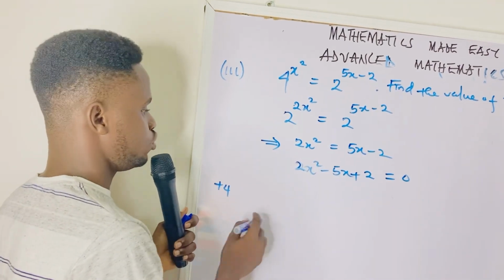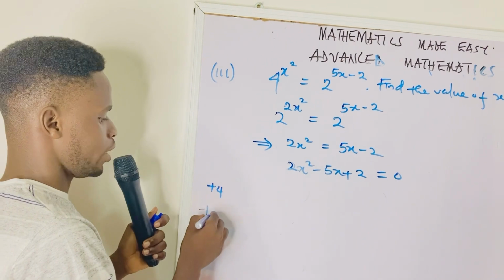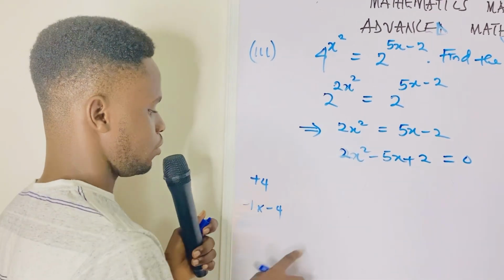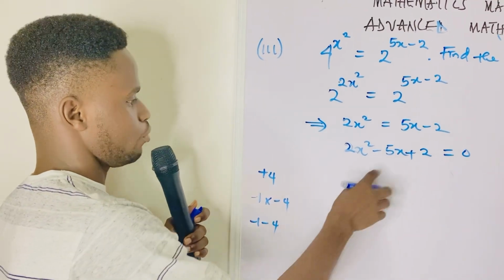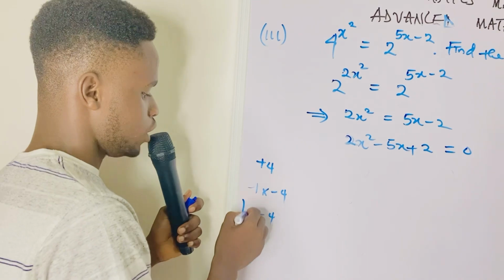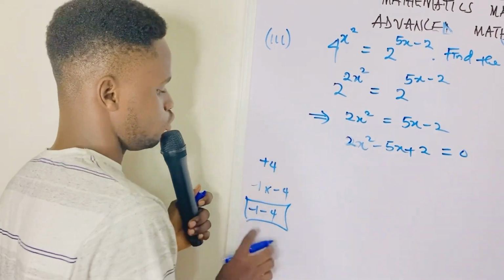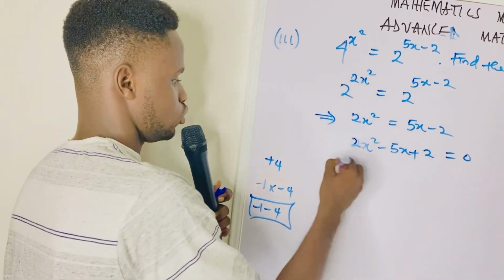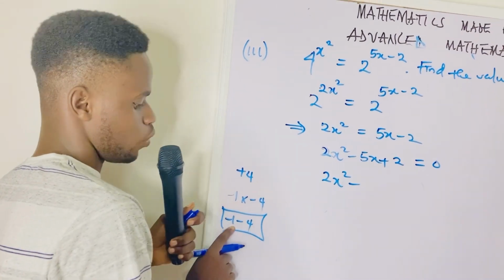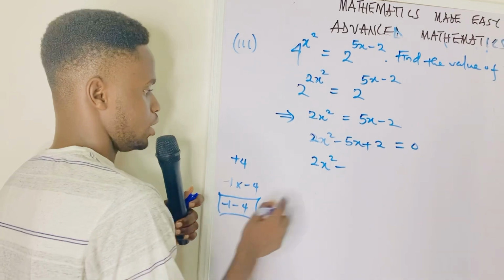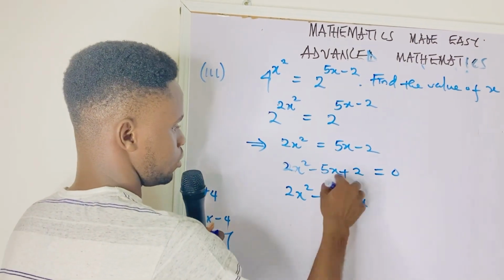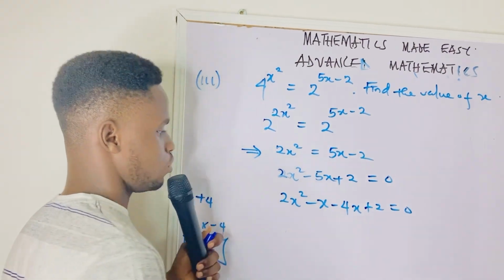Now, seeing minus 5, you should know you can only have something like minus 1 and minus 4. If you add, that will give you minus 5. So we are having minus 1 minus 4 to give you minus 5. At the same time, minus 1 times minus 4 will give you plus 4. So all you have to do is, whenever you see this minus 5, you replace it with the 2 factors. So we are having 2s squared, then, instead of minus 5s, place the minus 1s. Minus 1 is written as minus s. So place the minus s, then minus 4s plus 2 equals 0.